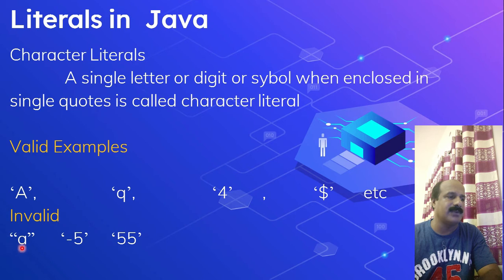Now let us see some invalid ones. A, one character only, but it is given in double quotes, so it's invalid. You may say that this is -5, one digit. No, this minus will be considered one symbol and 5 will be considered as another symbol, so this is invalid. And 55, for us it's a number, but this is a double digit number. We are allowed to store in character literal only one digit or character or symbol.